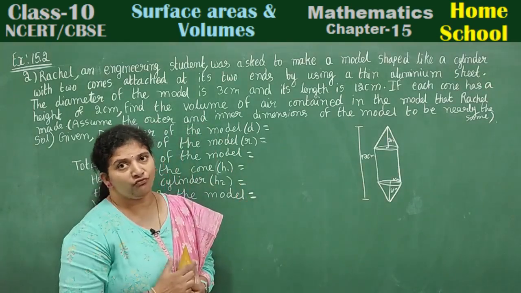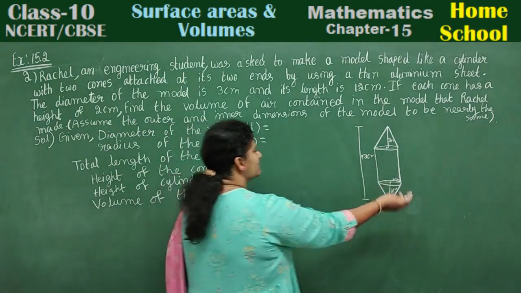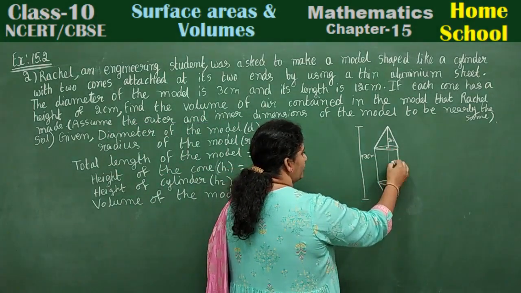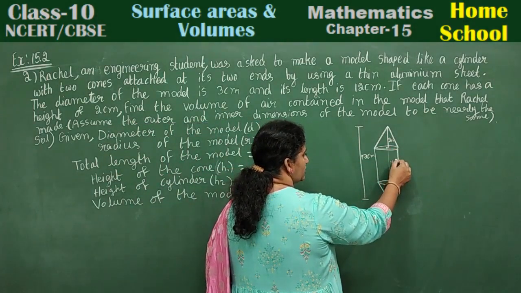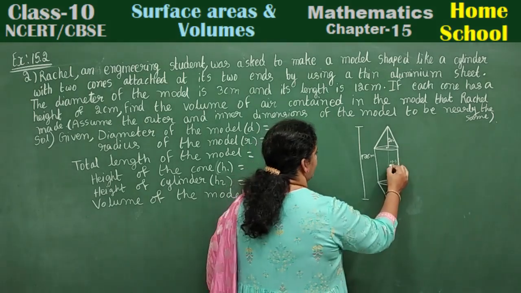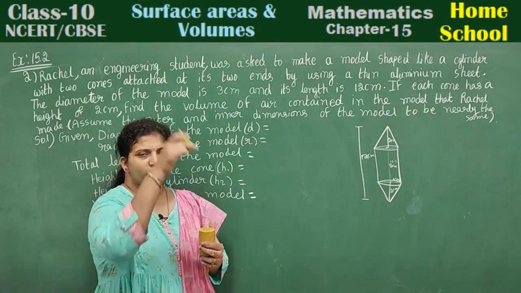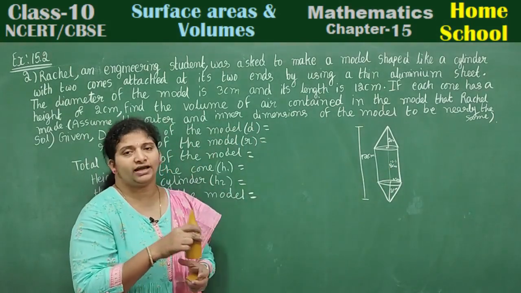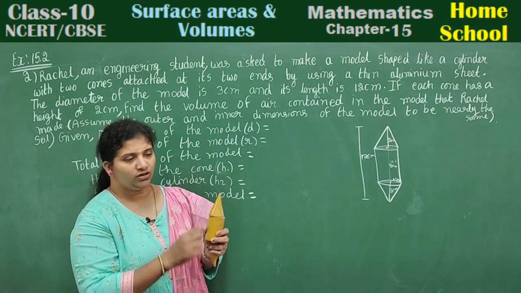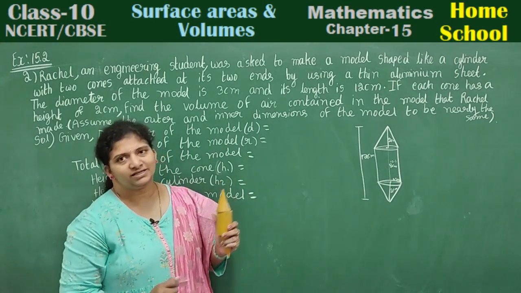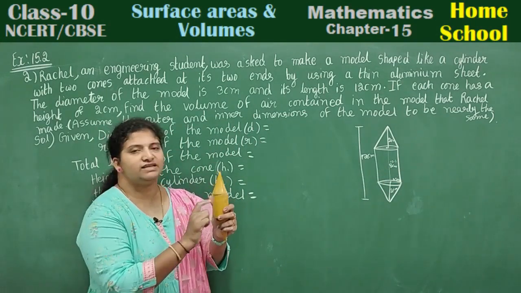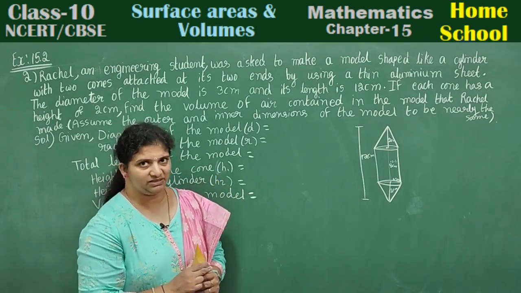2 plus 2, 4. Then here, what is the cylinder part height? You will get it by subtracting in 12, 12 minus 4. That will be 8 centimeters, the cylinder height. Cone height 2 centimeters and this cone height 2 centimeters. 2 plus 2, 4. Total model height is 12 centimeters. Therefore, cylindrical height is 8 centimeters.